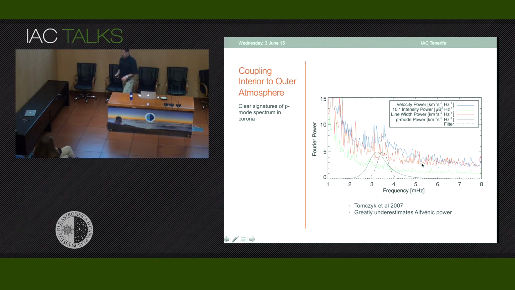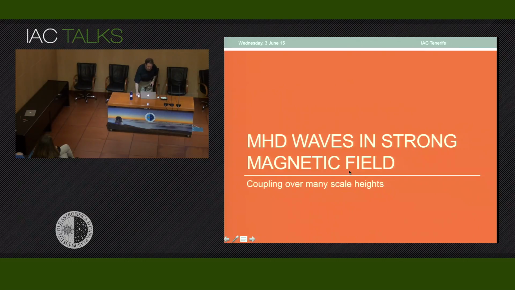So the point here is that there is at least some coupling between these oscillations in the corona and the internal oscillations of the sun at these sorts of frequencies. So some observational evidence for that. All right, so now I'm going to get to the real subject of this talk, which is the MHD waves in strong magnetic fields and the coupling over many scale heights.